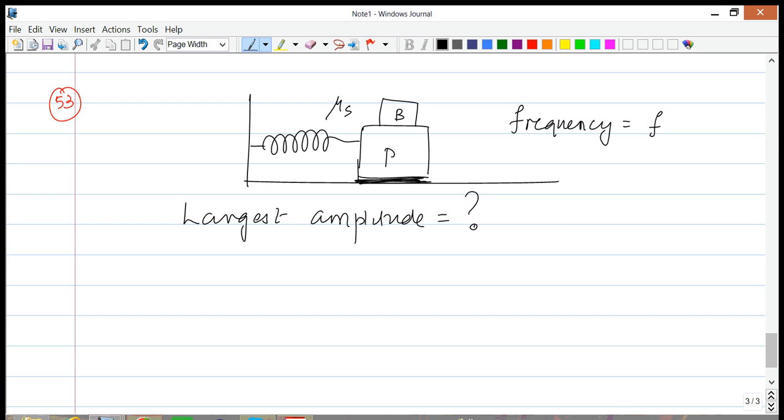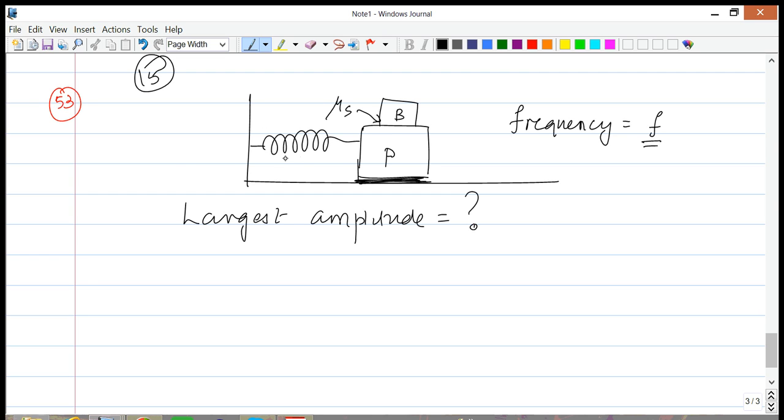Okay, so this is problem number 53, once again from chapter 15. Here's what's going on. There's a block B sitting on top of block P, which is attached to a spring, and it's oscillating with some frequency f. There is friction between the top block and the bottom block. There's no friction between P and the ground.